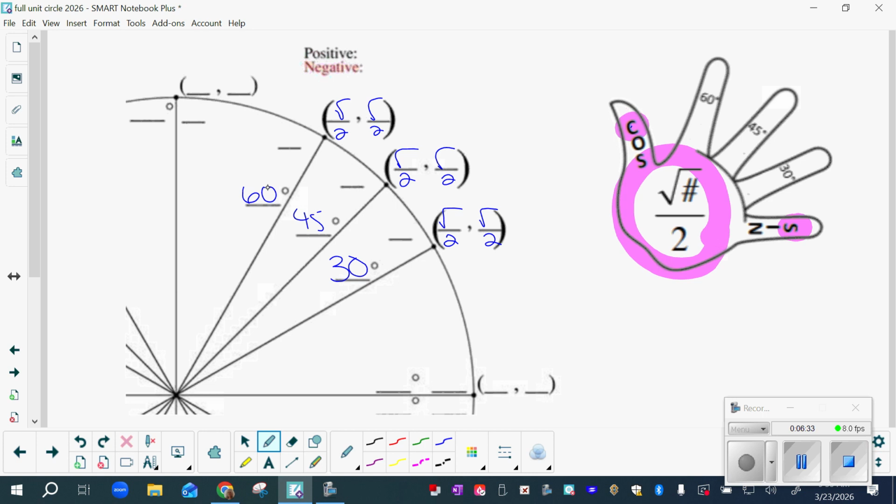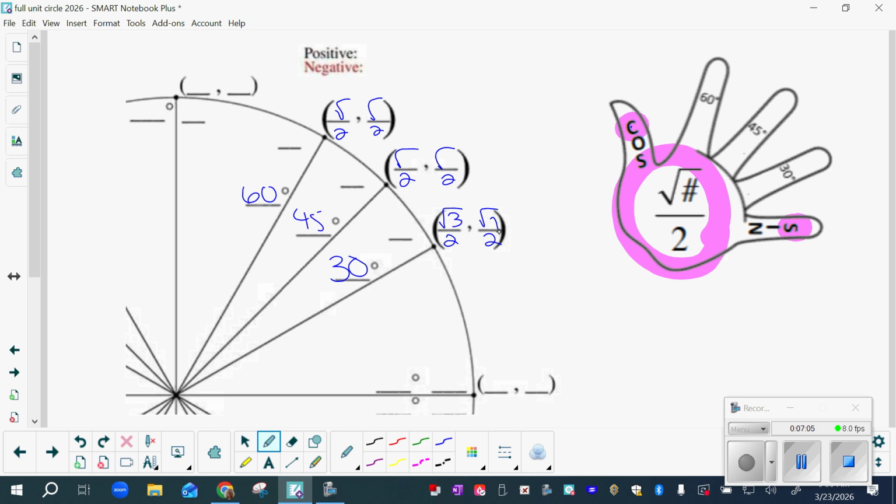On the cosine side, where the C is, how many fingers total are showing? One, two, three. On the sine side, how many little fingers are showing? One. You're done. You're done. No, it's a mnemonic device. Okay, so you got it already.